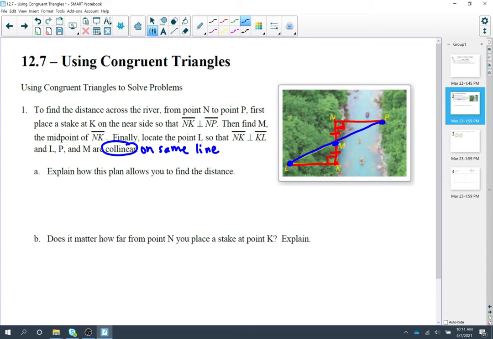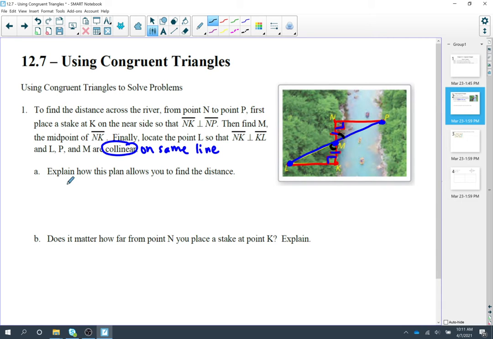Explain how this plan allows you to find the distance across the river. So here's how we could potentially do this. If I'm looking at these triangles, I already know that the 90-degree angle right here is congruent to the 90-degree angle right here. I also know that this side is congruent to this side, and then I can conclude, because these points are collinear, that this angle is congruent to this angle because they're vertical.